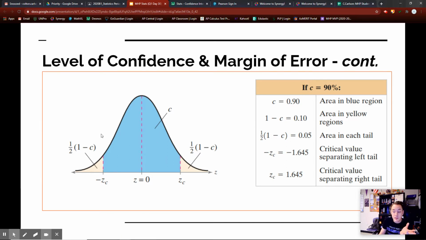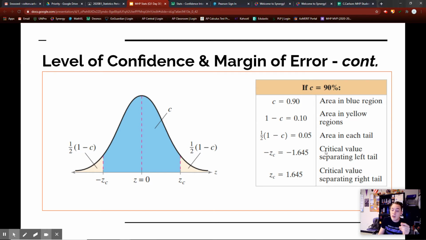We did a little bit of this the week before with 5.3. Now this c is your actual confidence level, your C level. Let's say my level of confidence is 0.90, so 90%. That's the area in blue. The area in the yellow regions is 1 minus C, so the 10%. That's 10% altogether. If I want to know the area in each individual tail, I take that 10% and do 1/2, which is 0.05, so that it all equals 100% or 1.